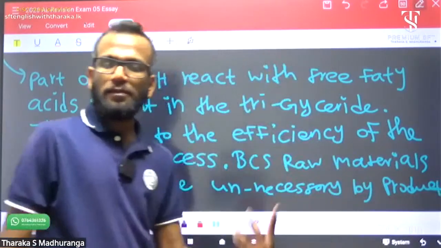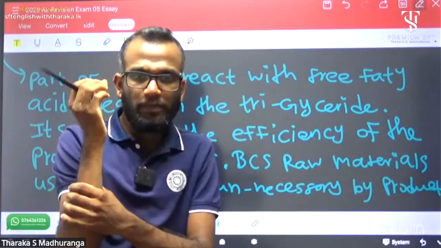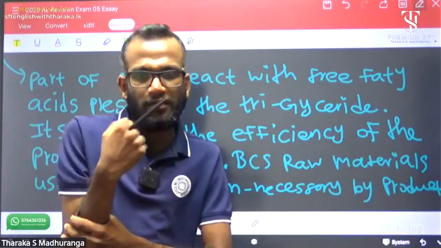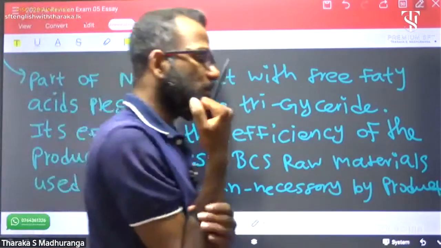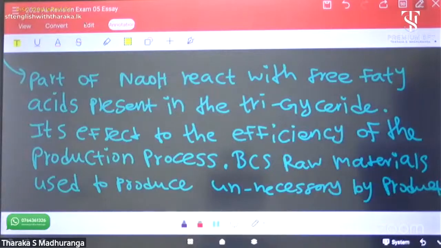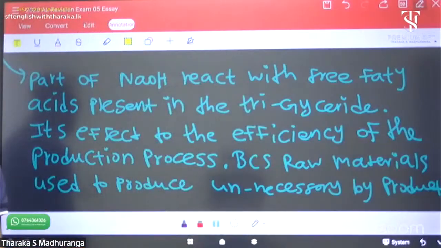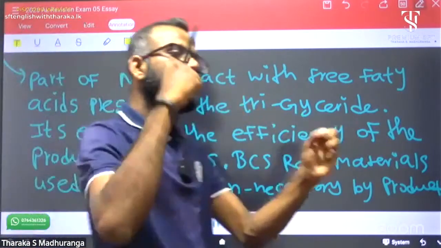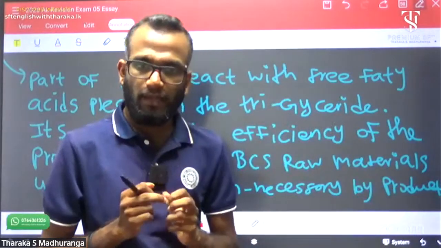It's an unnecessary byproduct. Can we separate this soap layer and produce soap? No, it is a very small amount. We can't produce soap from the soap formed in biodiesel production. It's unnecessary. It makes a foam layer, an unnecessary foam layer. It affects the biodiesel quality and the production process efficiency as well. Understood?